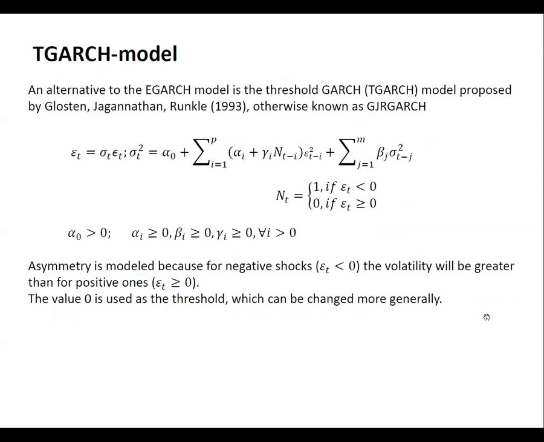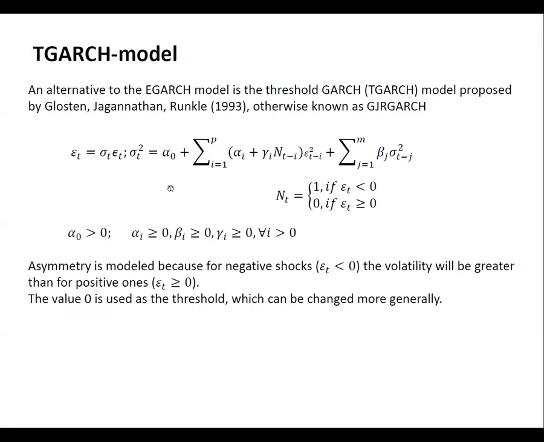An alternative to the EGARCH model is the threshold GARCH model, T-GARCH, proposed in 1993 by the scientists represented here on the slide. This model is also called, according to the capital letters of their names, GJR-GARCH, as a part of packages.